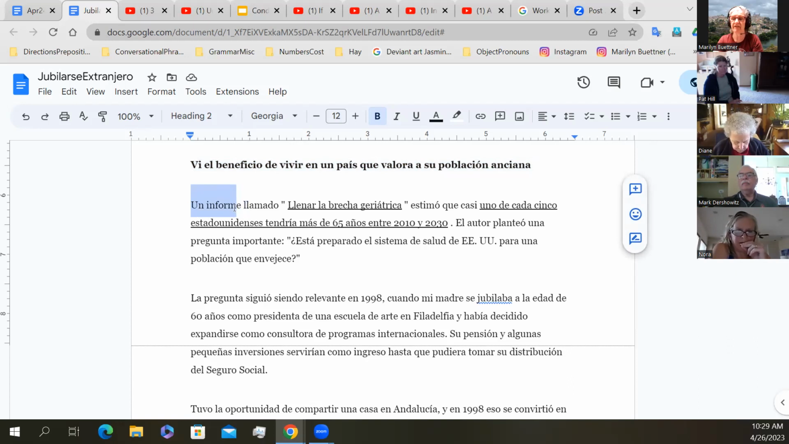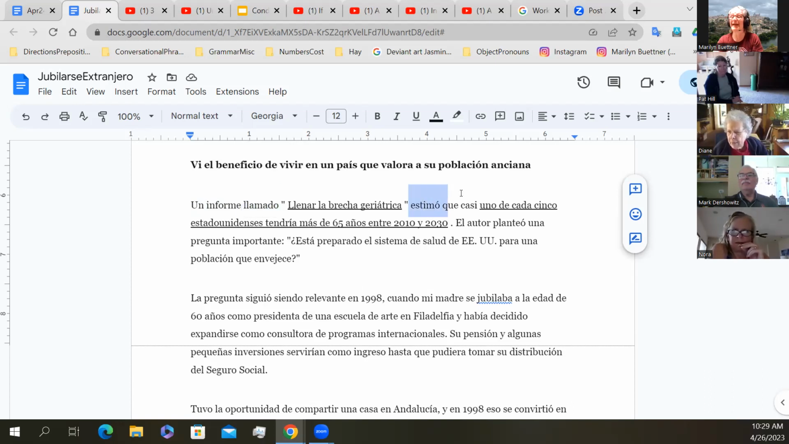Informe is a report. Informe is a good word to know. And you know that talks about informing, report. You might be able to get that from context. Llamado just means called. A report called, filling the geriatric breach or opening. Yeah, brecha is a breach.